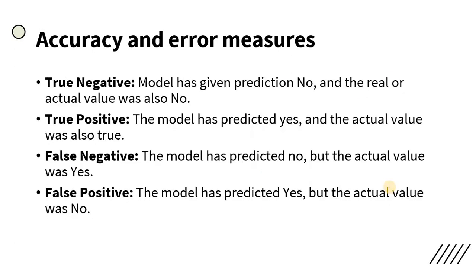So I hope this is clear to you that true negative means the model has given prediction no and the real actual value was also no. That is a true negative. Second is a true positive. The model has predicted yes and the actual value was also yes. Now the third one is false negative, meaning the model has predicted no but the actual value was yes. And the last one is false positive, meaning the model has predicted yes but the actual value was no. So those are the main parameters of the confusion matrix.